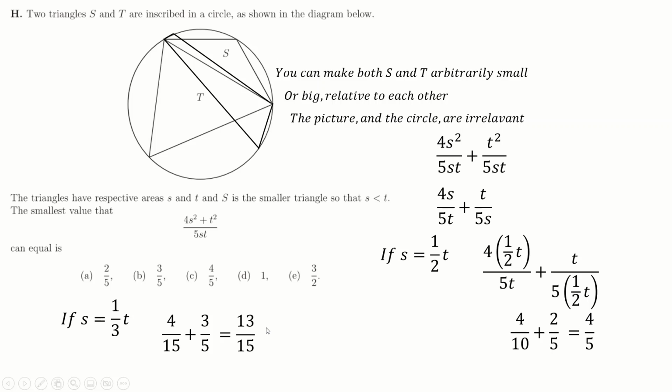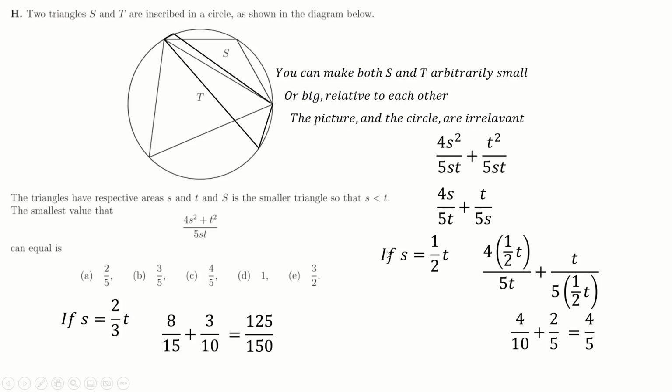But I need to go the other way. I need to make s bigger relative to t. So let's make it 2/3 of t maybe. Again, put the things in, and you end up with this, which again, when you simplify, is bigger than 4/5. So I'm fairly confident that this is the lowest I can make, because I've gone either side of it.